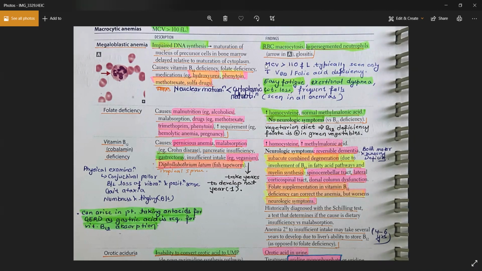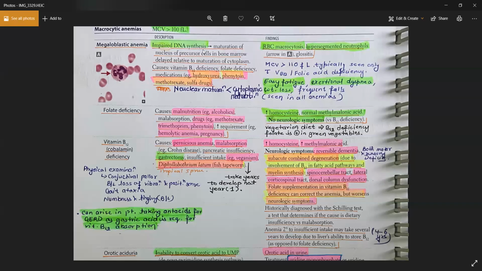Whenever a question stem describes the RBCs having a volume of more than 110 femtoliter, that means they're talking about megaloblastic anemia, because only in megaloblastic anemia can you have an MCV of more than 110. All other causes of macrocytic anemia will have a volume between 100 and 110. It is because of impaired DNA synthesis, right? You will have a loss of maturation of the precursor cells.